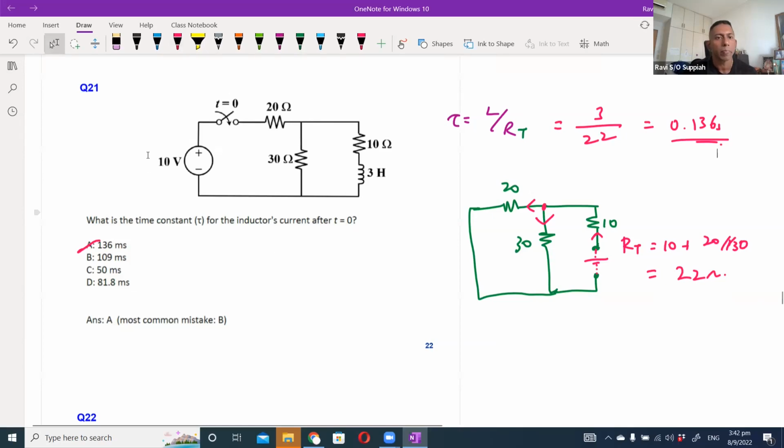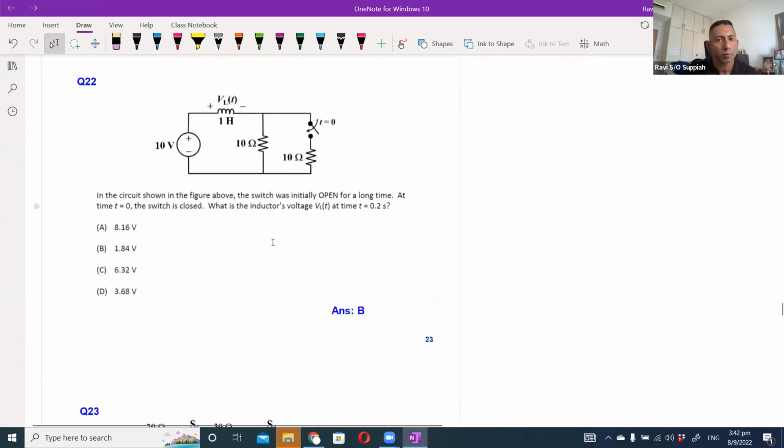Okay, so that is this question 22. In the circuit shown in the figure above, the switch was initially open for a long time. At time t equals 0, the switch is closed. What is the inductor's voltage at time t equals 0.2 seconds?